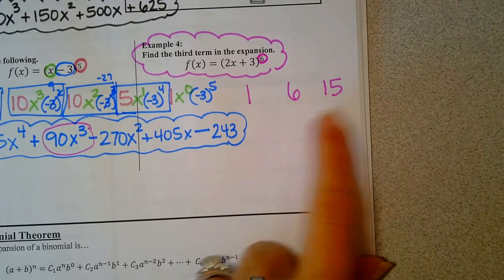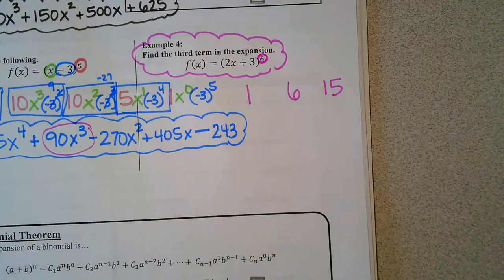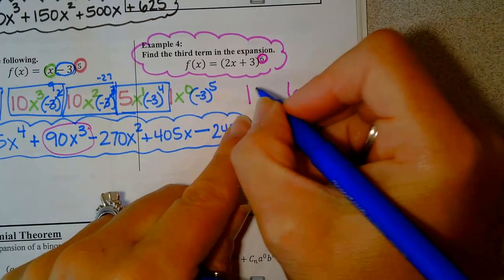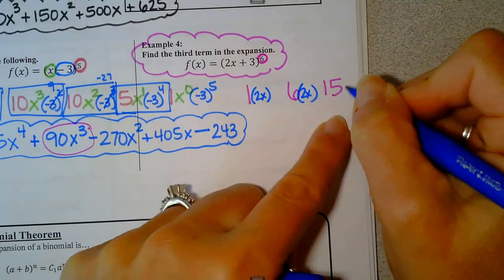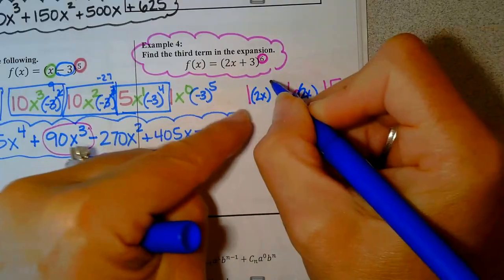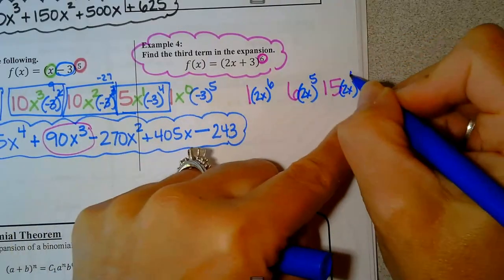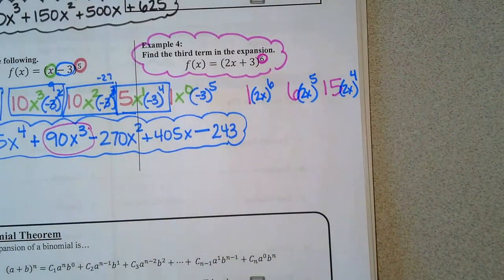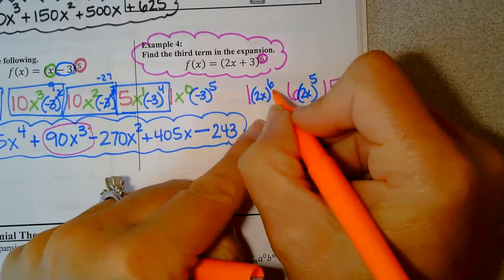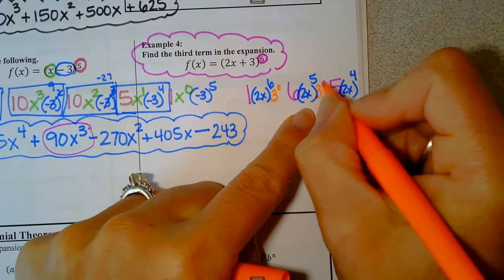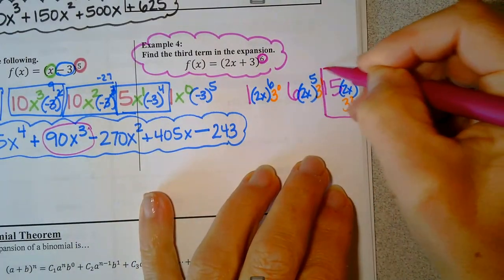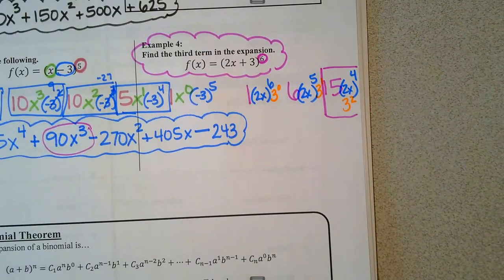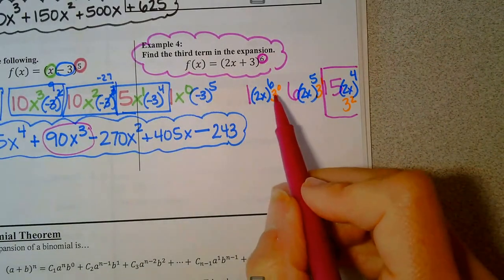So if you write out 1, 6, and 15, did you guys do that? Yep. And then this would be 2x, 2x, 2x. And then this is to the 6th, to the 5th, to the 4th. And then it would be 3 to the 0, 3 to the 1, and 3 squared. Wait, I think it would actually be the fifth, fourth, and third, because there's a 0 at the end.